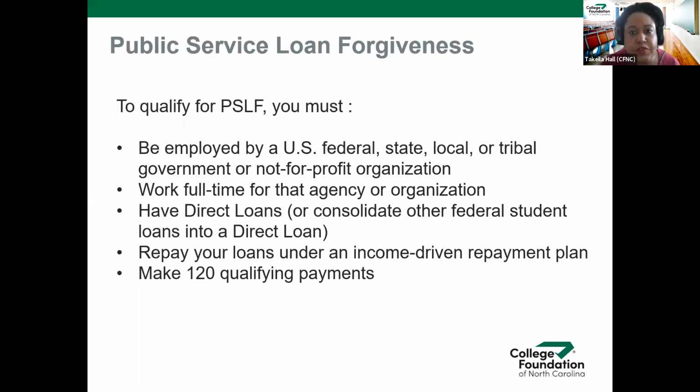We also have public service loan forgiveness. So to qualify for PSLF, or public service loan forgiveness, you must meet this criteria. So be employed by a U.S. or federal, state, local, or tribal government or a not-for-profit organization. Work full-time for that agency or organization. You have to have direct loans or consolidated other federal student loans into a direct loan. Repay your loans under an income-driven repayment plan, and we talked about some of the income-based repayment options, and make 120 qualifying payments.